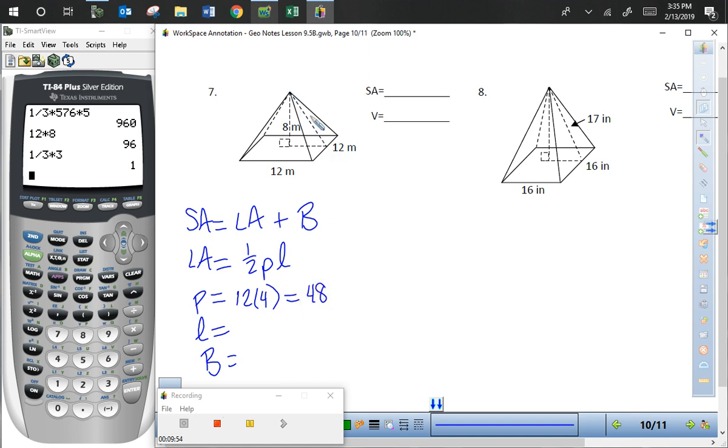Slant height is the slanted side. You'll notice it's missing in this one, so we need to find that. We've got 6, we've got 8. From the couple examples up above, number 1 and number 3, hopefully you're noticing this pattern, 6, 8, 10 triangle. So our x is 10 in this case, which means our slant height is 10.